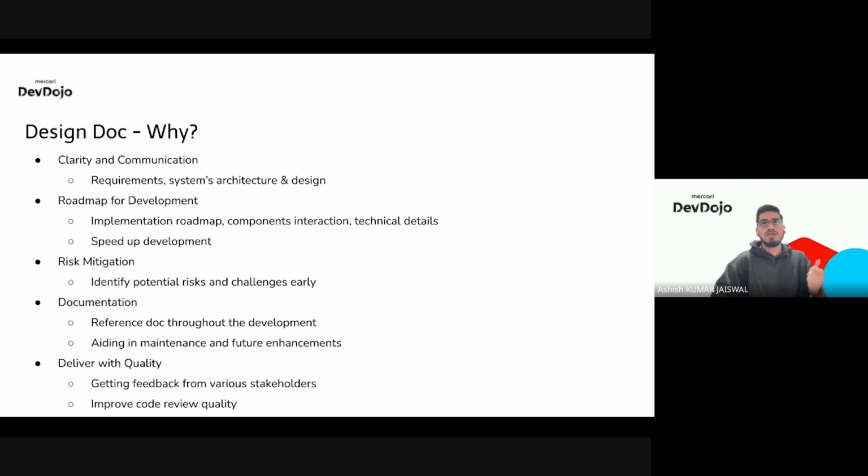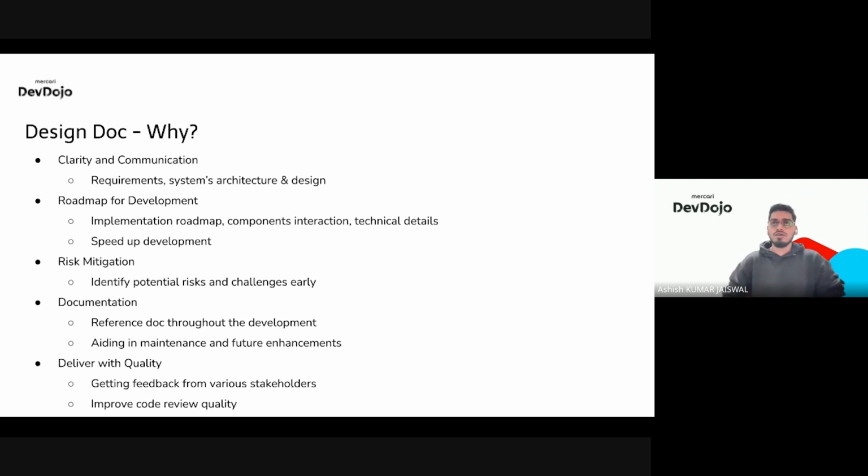Also, there is one risk you can avoid. Suppose there is a deadline for the feature, and you want to release it on a specific day. When you write a design doc, you get an overall picture of how much time the overall development will take. You will get a rough estimation.